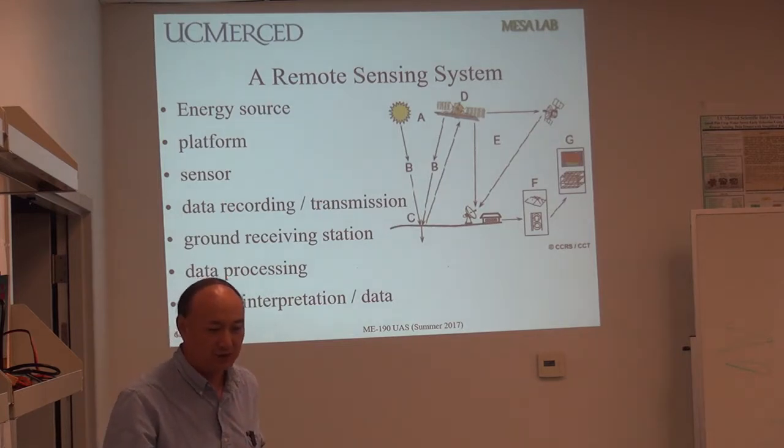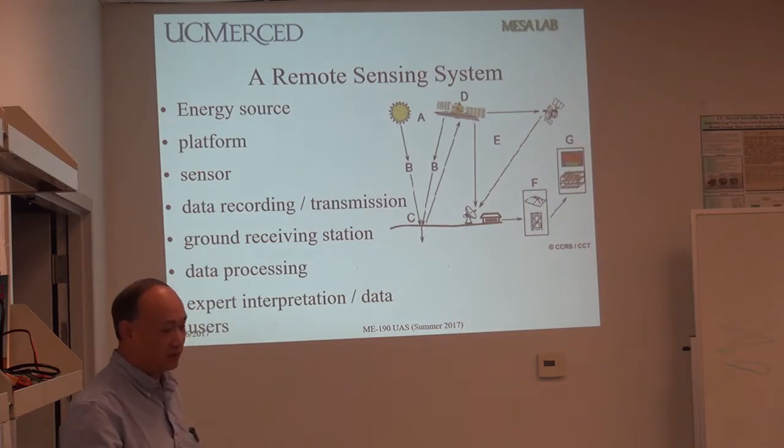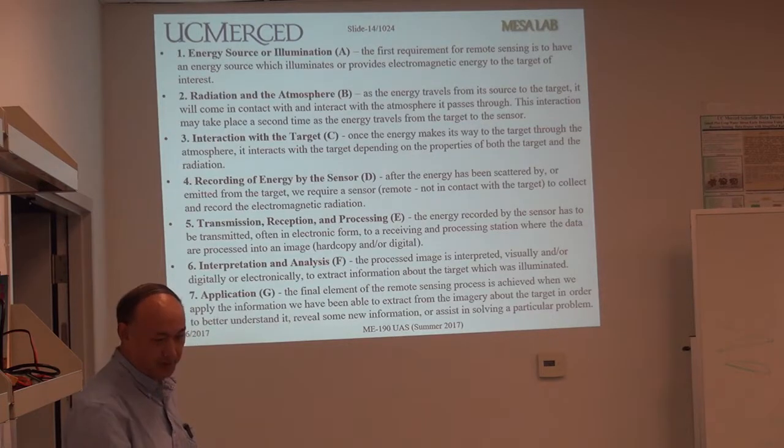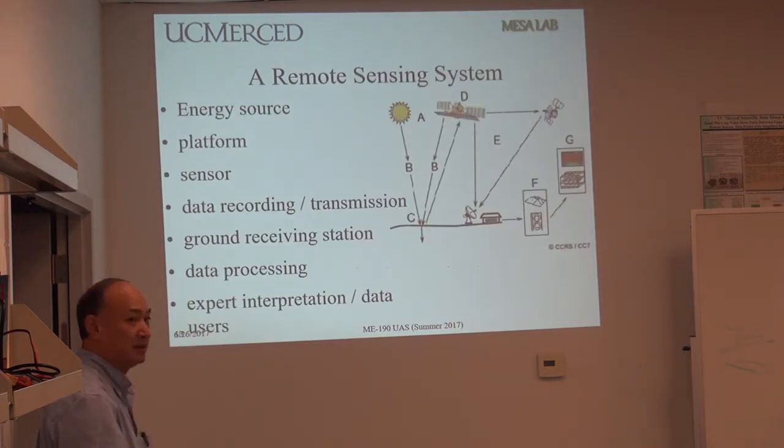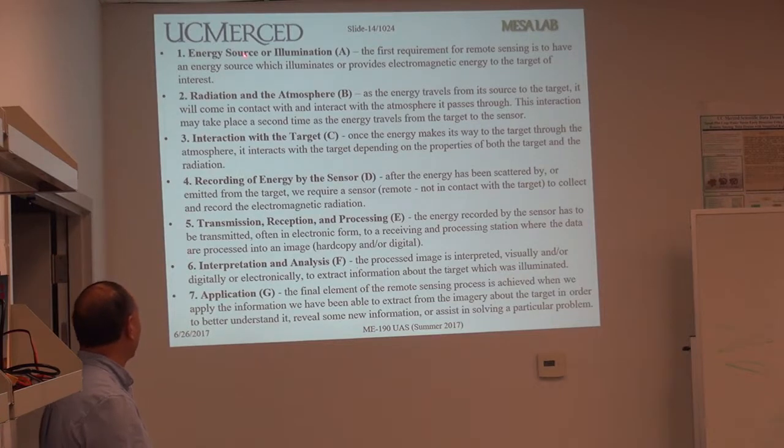So I'm going to go through carefully. You have this figure in front of you. I'm going to do it one by one. So the energy source is A, here, okay? Energy source or illumination: the first requirement for remote sensing is to have an energy source which illuminates or provides electromagnetic energy to the target of interest.